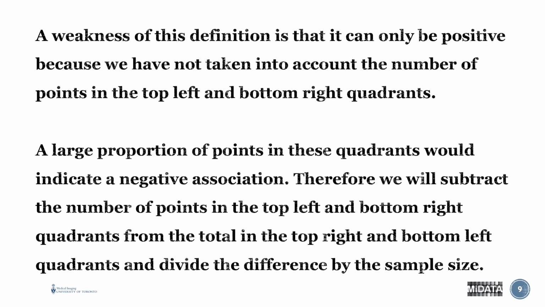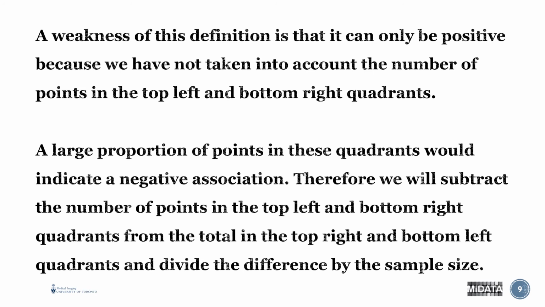And this is because we have not taken into account the number of points in the top left and bottom right quadrants. So in terms of study 2, you're like, well, that's okay, there's not very many points. But for study 1, that wouldn't be fair. And so a large proportion of points in these quadrants would indicate a negative association, correct? Because it would be the other direction, going from left to right and down.